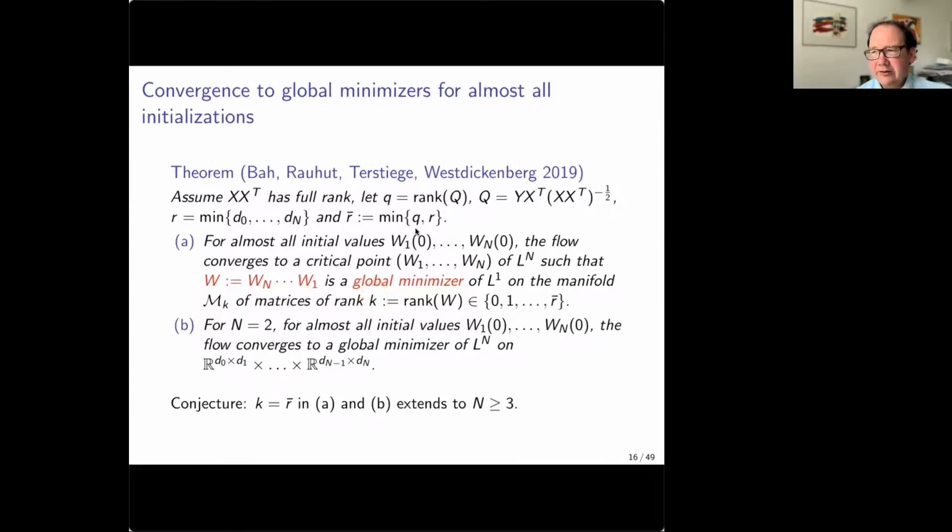The only thing that is not so nice about this theorem is that we cannot say what the rank is. So in principle, it can happen that we converge to the zero matrix, for instance. But we conjecture that the rank will always be the maximal one. And only for n equals 2 do we really know that the flow converges to a global minimizer of Ln. Okay, so this is about convergence. Remember, we have a non-convex functional, and still we showed convergence to a global minimum.